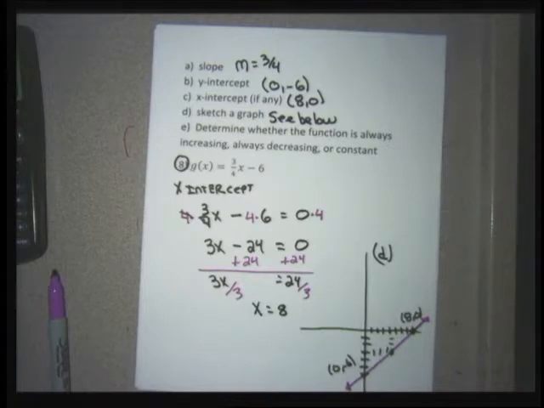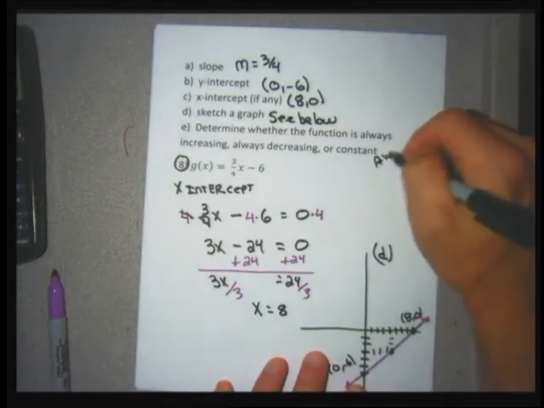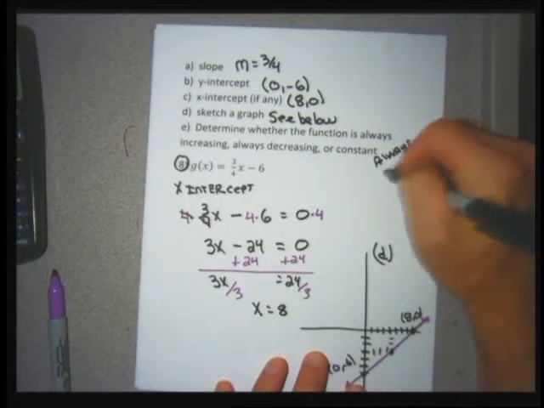If you're not graphing on graph paper, then with this strategy of going up and over, your graph might not be perfect if your axes aren't spaced perfectly equally apart. For part E, this graph, as I'm moving from left to right, is getting higher, so I say that this graph is always increasing.